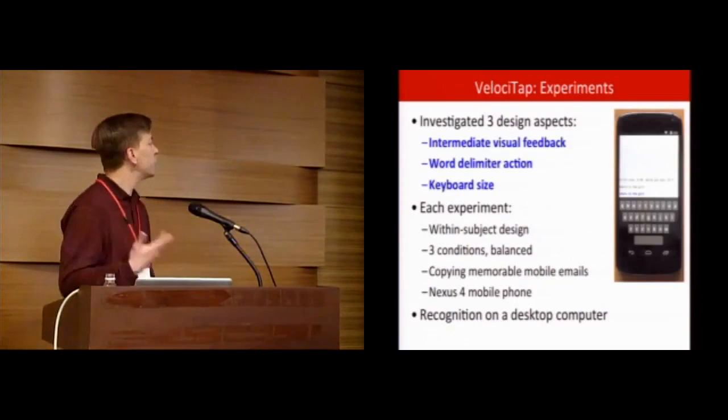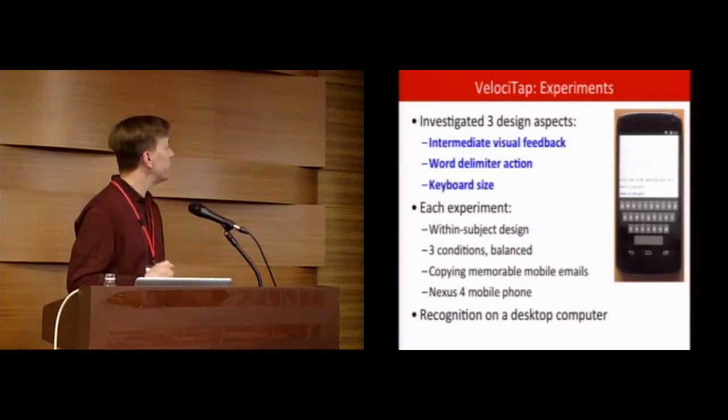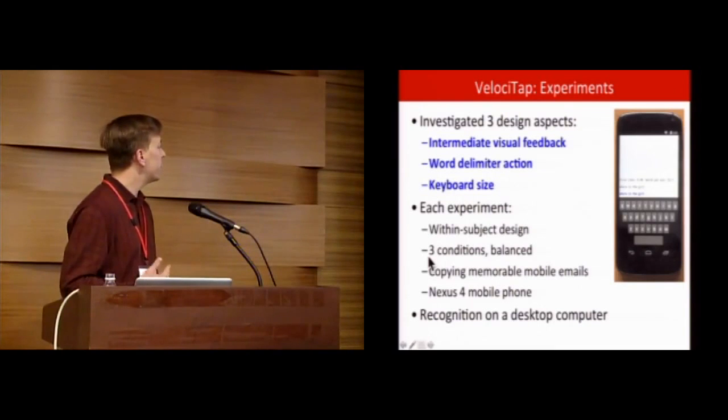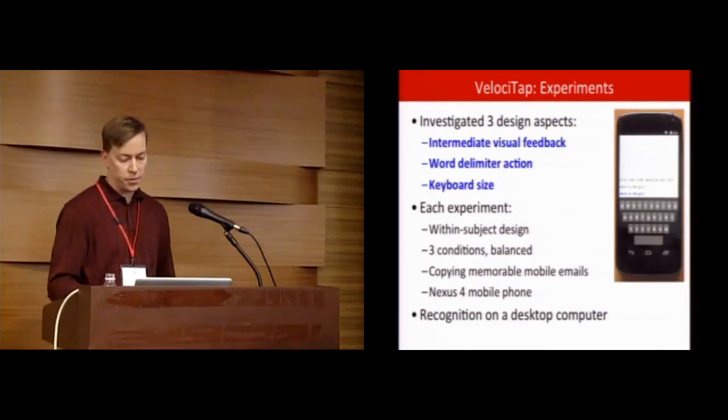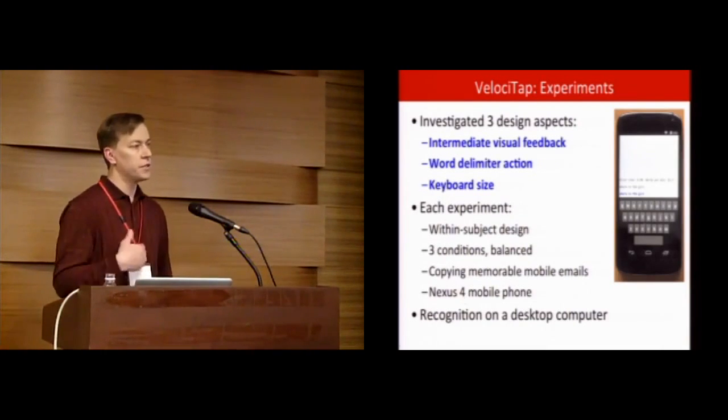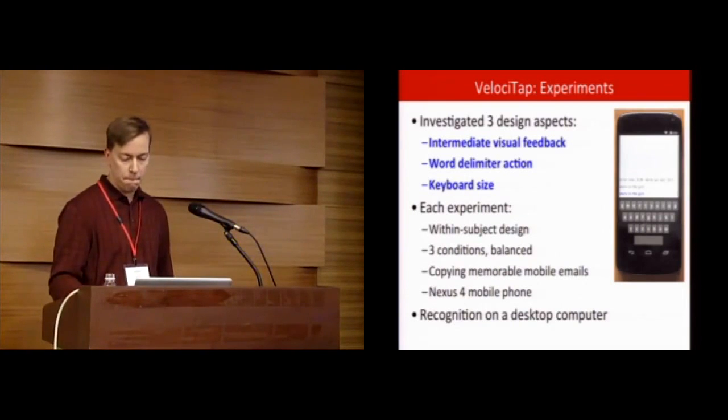So that's how it works. Now I'll show you results from our 3 experiments. Each is designed for investigating a certain design aspect, which I'll talk about as I go through them. They all share the same basic experimental setup. Within subject design, we have 3 conditions, and people are going to do a text copy task. And as I said before, everything's going to be proxied to a nearby laptop.